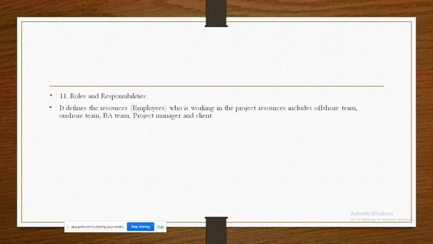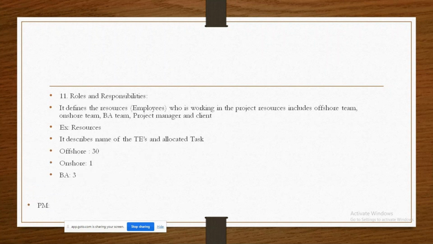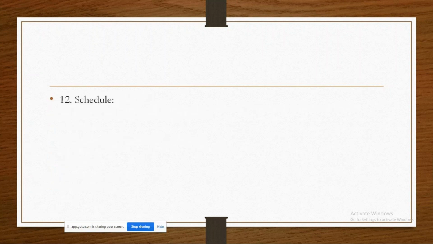Roles and responsibilities. That's the name of the test engineers, and what activities they need to perform for the project will be described. So we have the different resources, offshore and onshore resources, BA, how many business analysts are working for the project. This kind of information will be there. And schedule. That is the timelines. If you want to go for the test engineers' review of the requirement documents, 3 days they have to complete.